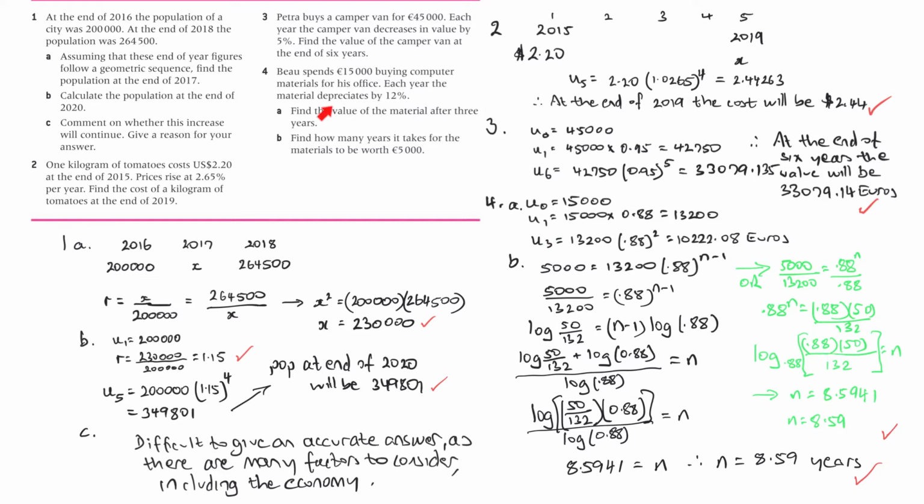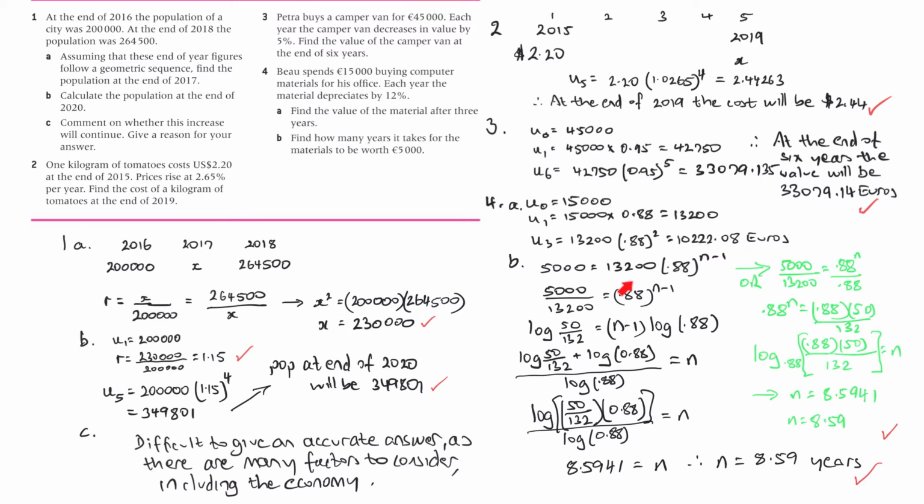Now we've got the formula, haven't we? It says after 3 years, so U3 equals U1, and that's 13,200. I didn't use 15,000, right? I didn't use that because that's at the beginning of the first year. It depreciates by that much in the first year, at the end of the first year. So I've got 0.88, and 3 minus 1 is 2. That number is €10,222.08. Okay, I think that's the correct answer.